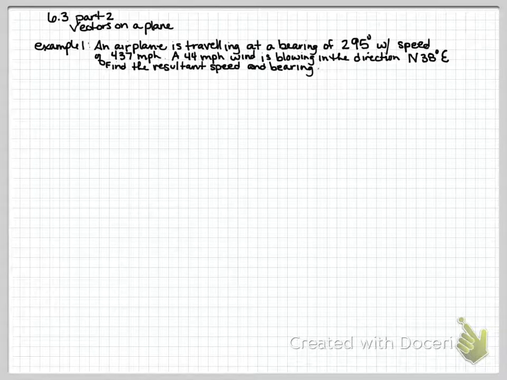Now if we look at this, some key pieces of information is we have our bearing for our airplane of 295 degrees, and the speed of the airplane is 437 miles per hour. The wind is 44 miles per hour, and it's going in the direction of north 38 degrees east.